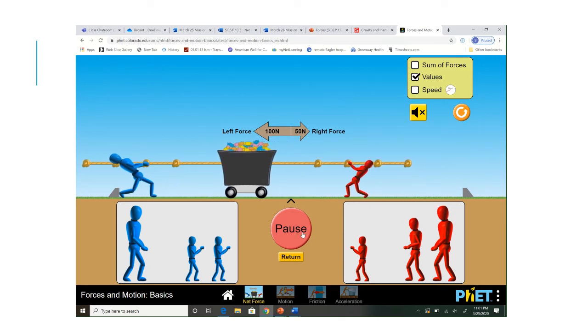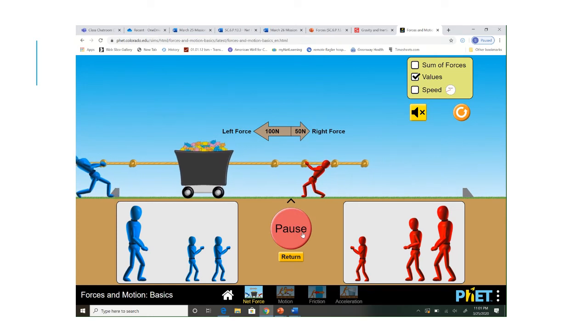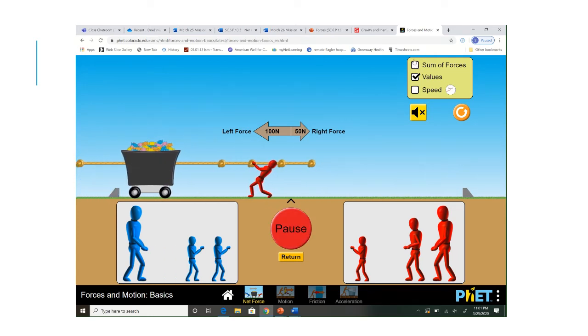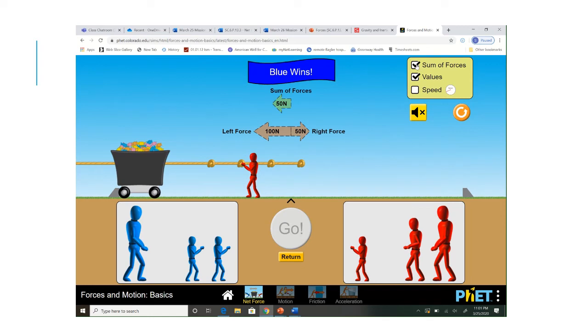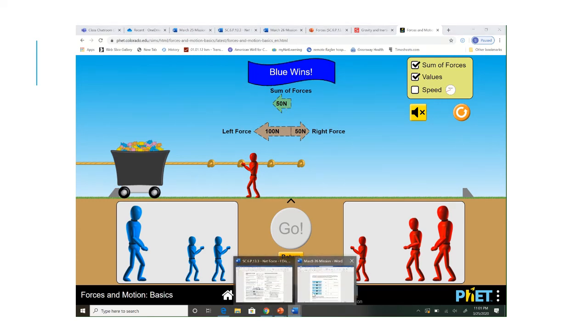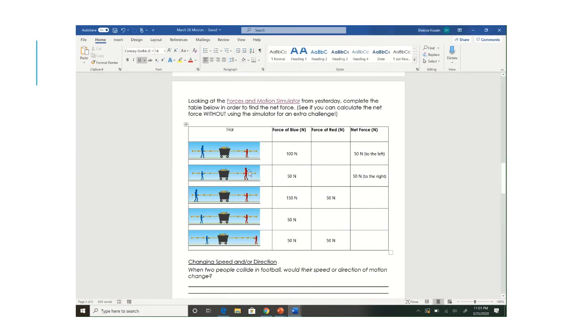Looks like blue has it. Okay. And then if you click on sum of forces up here, that's essentially the same thing as net force. And you might have figured it out yourself. So sum of forces is 50 newtons. So go ahead and do that for the rest of the 4 rows and come up with a complete table.